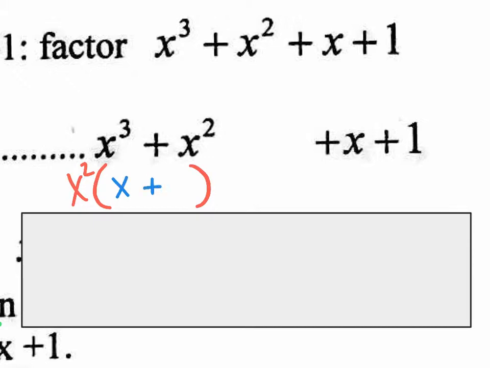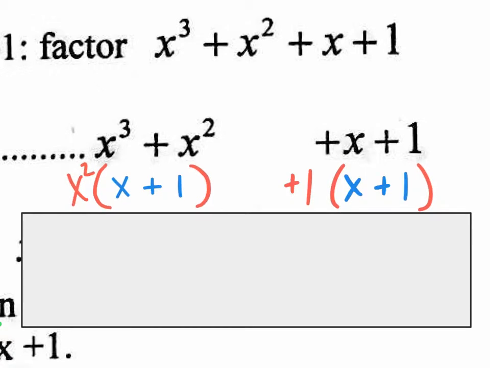X plus 1. Now, let's take a look at the second group. What could I pull out of the second group? Nothing, right? But because we're doing factoring by grouping, I'm going to force a positive 1 out of there, which doesn't change anything. If I pull out a positive 1, nothing changes. It's still going to be an x plus 1, right?